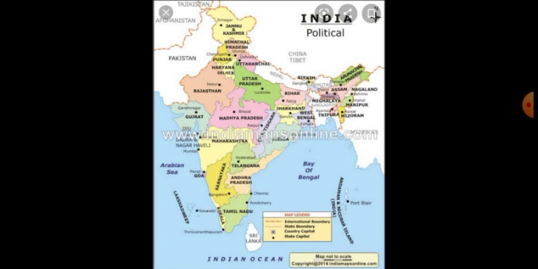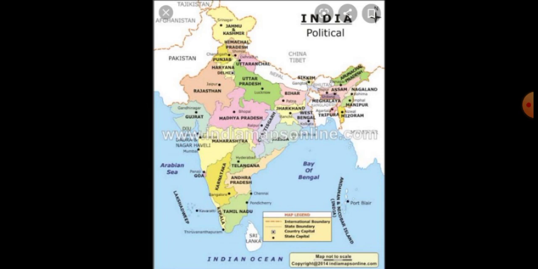Then when was the Telangana state formed, do you know? 2nd June 2014. The 29th state, Telangana, was formed on 2nd June 2014. From Andhra Pradesh, they separated Telangana, one new state. Okay, students, the next question.